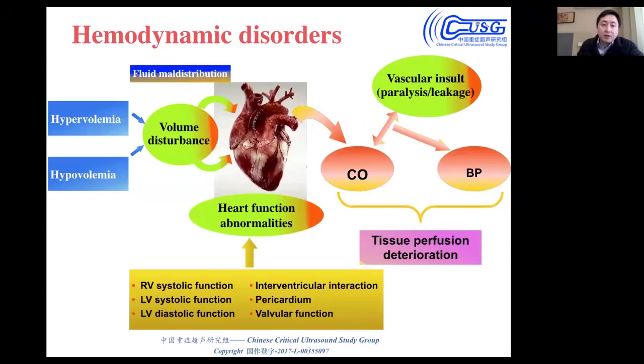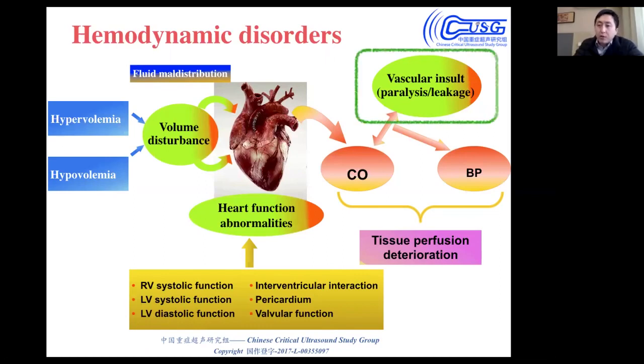This slide summarizes the key points of hemodynamic disorders to help you understand clearly. We can see there are many elements of hemodynamic disorders: hypovolemia, fluid maldistribution, different types of heart function abnormalities, vascular insight, and tissue perfusion deterioration.